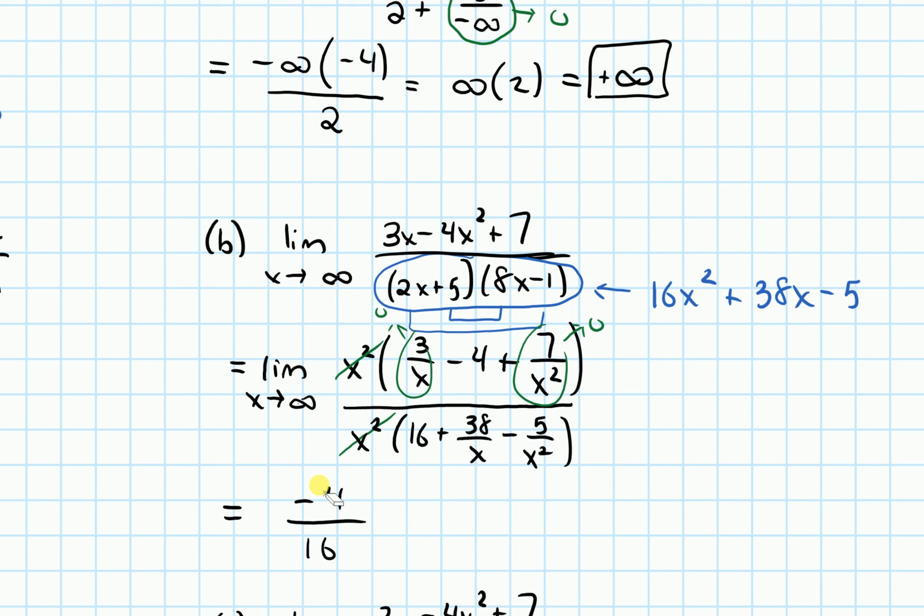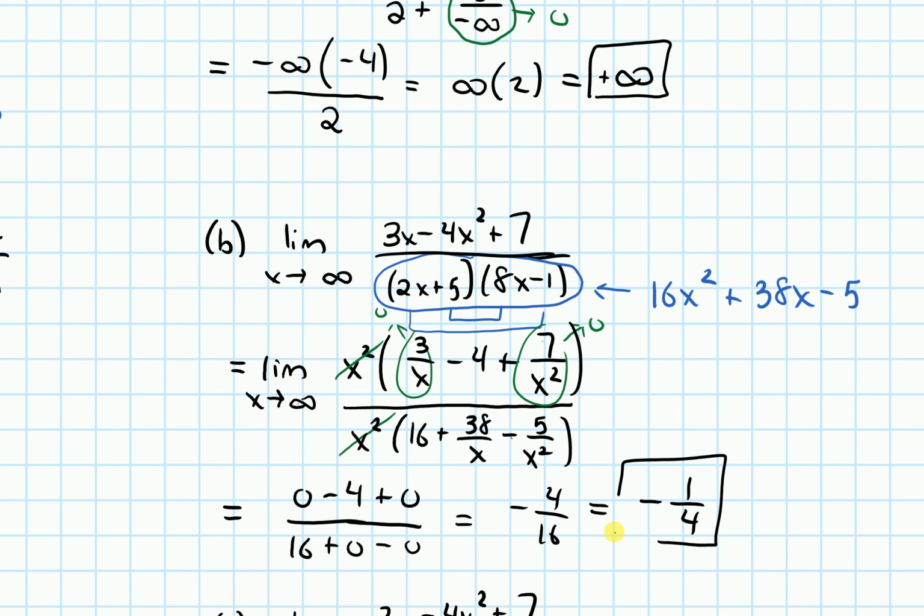In fact, let me just write it out so I can see everything that goes to 0. So the 3 over x will go to 0, and then I have minus 4. 7 over x squared is also going to go to 0, because I end up with 7 over a huge number, which is really, really close to 0. On the denominator, we have 16, and then 38 over a huge number gets really close to 0. And then minus 5 over a huge number gets close to 0 as well. So the minus sign, I'll just write minus and then 0. So we end up with negative 4 over 16, which is negative 1/4. And that's our limit. Okay, so it's just negative 1/4.